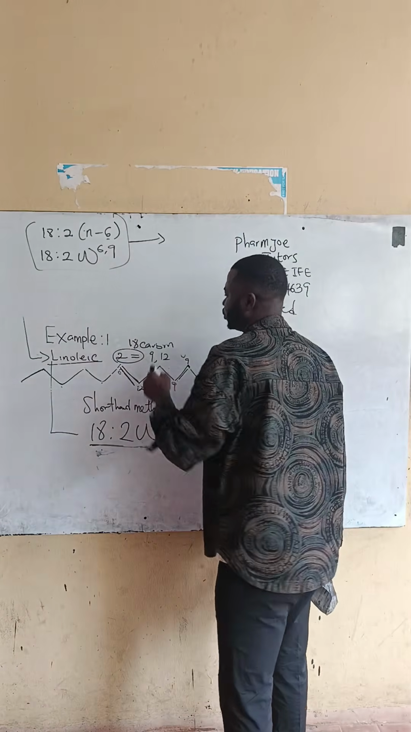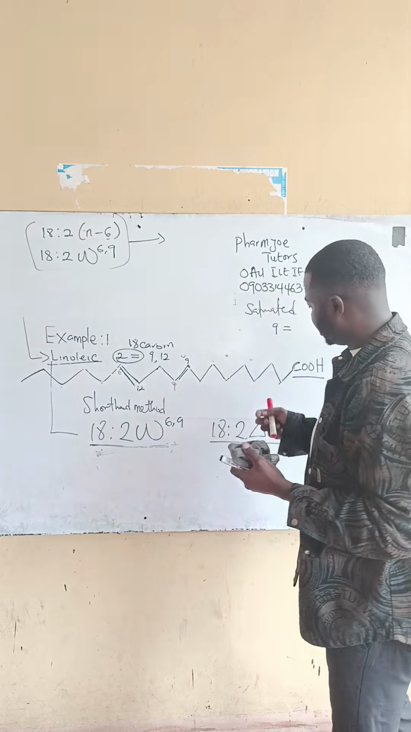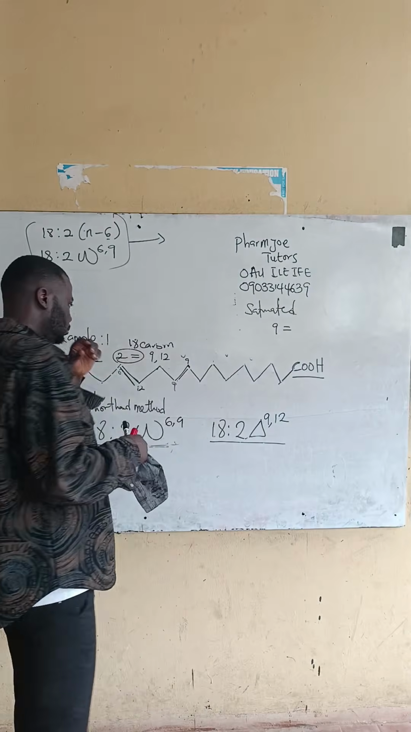Now, how can I? The next thing is I want to write according to delta. You know, I told you that delta means you're counting from the front. Now, but what I want to do is this.